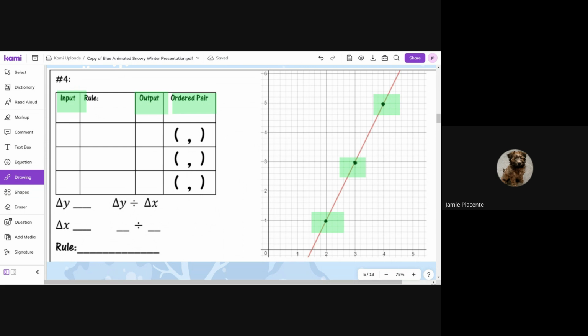Okay, first one is 2 comma 1. Second one is 3 comma 3. Third one is 4 comma 5. Hopefully we have that: 2, 1, 3, 3, 4, 5. If you have that, awesome. Great job. If you don't, see where you're making the mistakes. And then please change it so you have all the correct numbers and you can go from here. Go ahead. Finish the problem. Find the change in y, change in x, and then find the rule, plug it into the table. Go ahead.